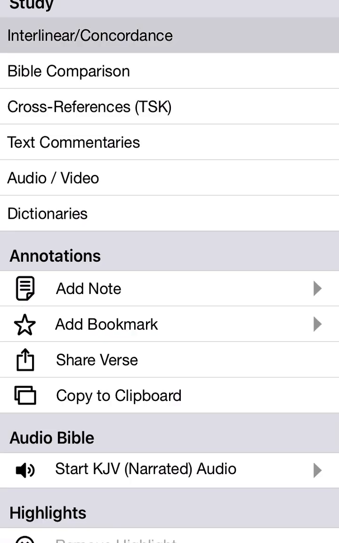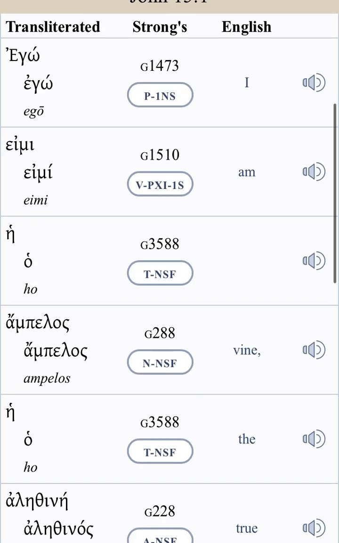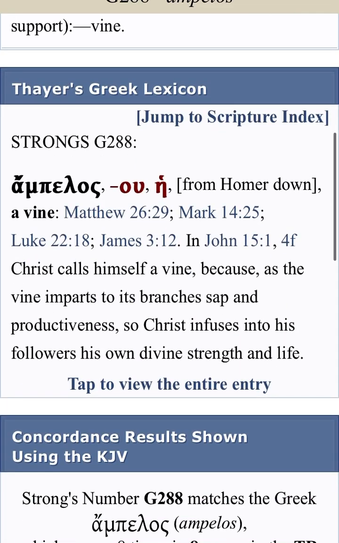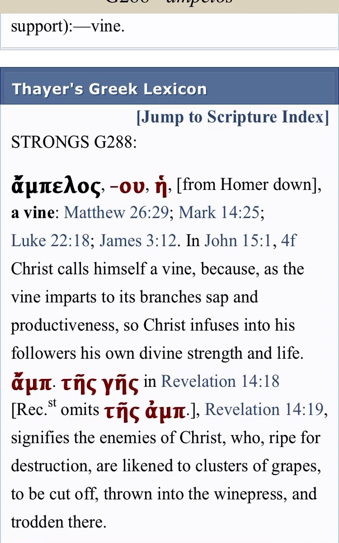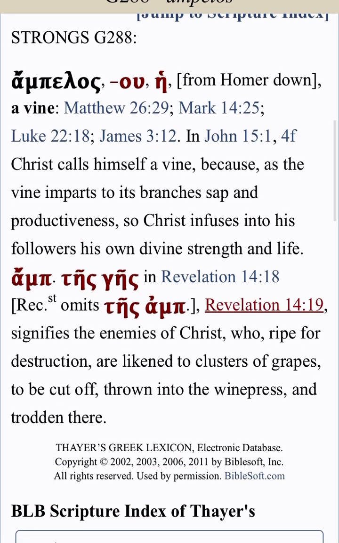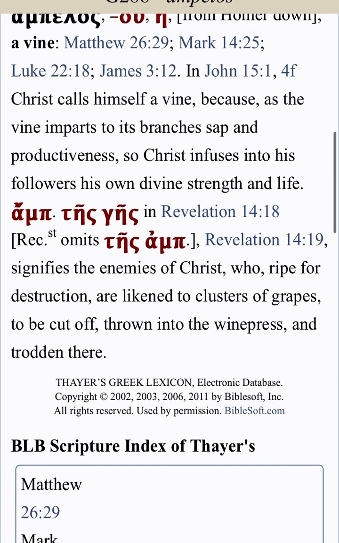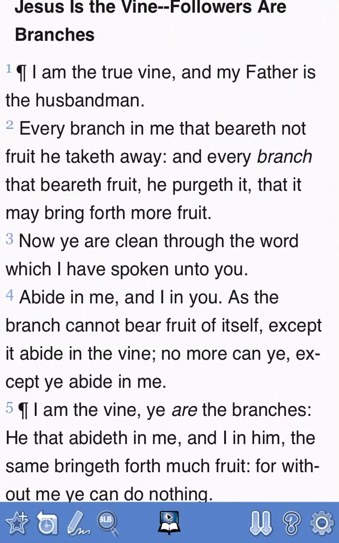Just going into the definition of that vine, and it says in John 15:1, Hamashayak calls himself a vine because as the vine imparts to its branches sap and productiveness, so Hamashayak infuses into his followers his own divine strength and life. All right. So continuing on, John 15:1, and that's essentially the position that Yahweh Shah has. We can't do anything without Yahweh Shah. And I'll read this first.